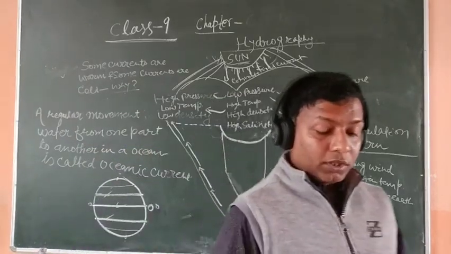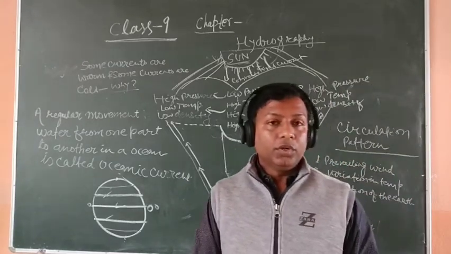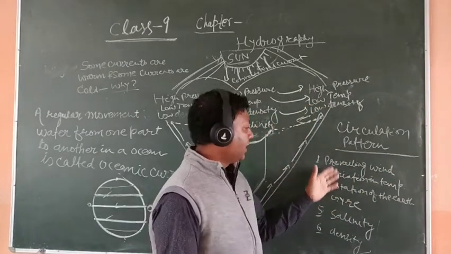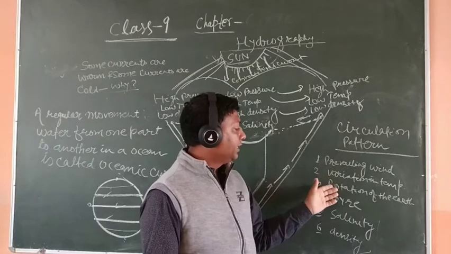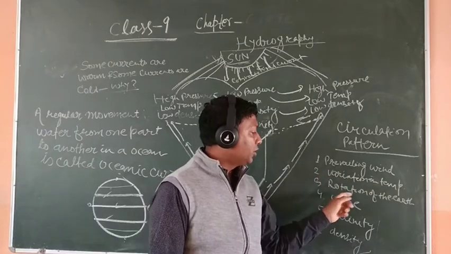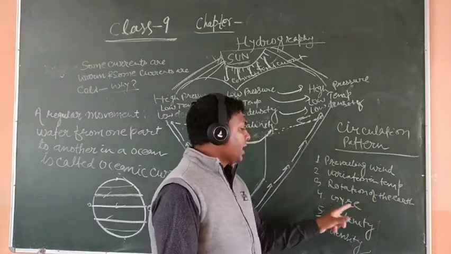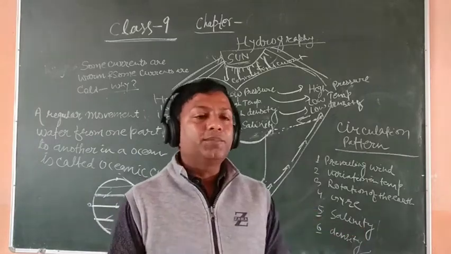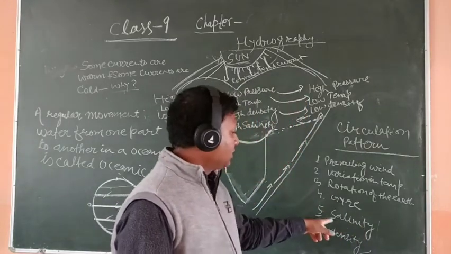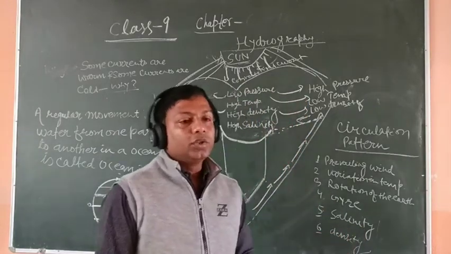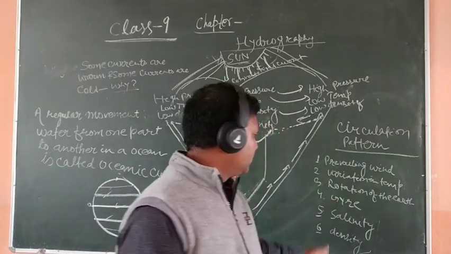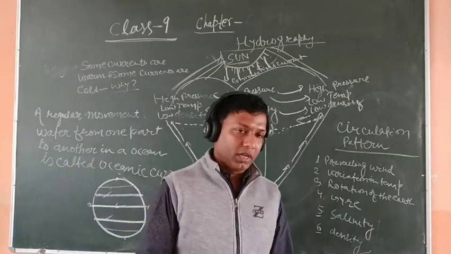So you know these things: prevailing winds, variation in temperature, and rotation of the earth. The Coriolis effect is a very conceptual thing, and then there are salinity and density. We are going to discuss all three of these in the next video lecture.